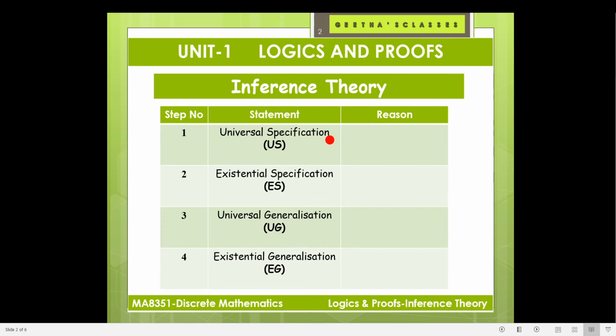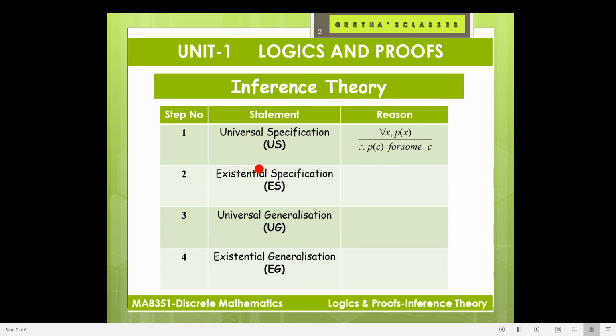One is universal specification. What does universal mean? Universal means the whole world. That is, you have to write for all x. So for universal specification, we are writing for all x P of x, replaced by P of c, for some c. So we are replacing for all x P of x by P of c. That is universal specification. The universal thing we are specifying to some particular c.